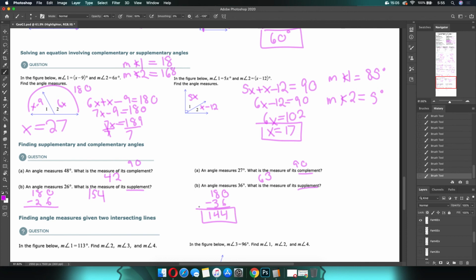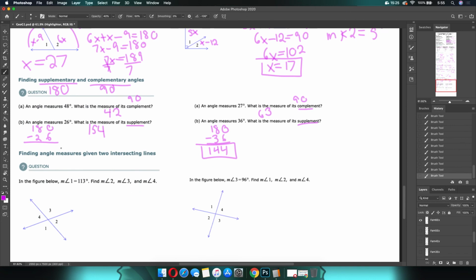All right, so far so good. So again, you want to keep in mind supplementary, complementary. Complementary is 90, supplementary is 180. If you're having trouble remembering the two, you actually can put them in order. C comes before S in the alphabet, and 90 comes before 180 on the number line. So it actually lines up pretty neatly.